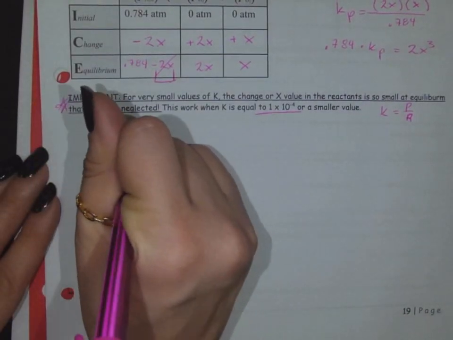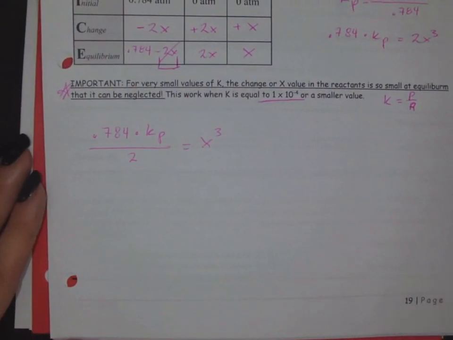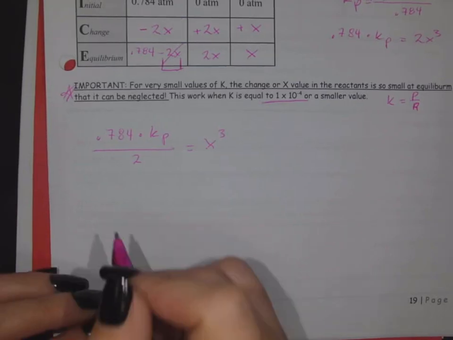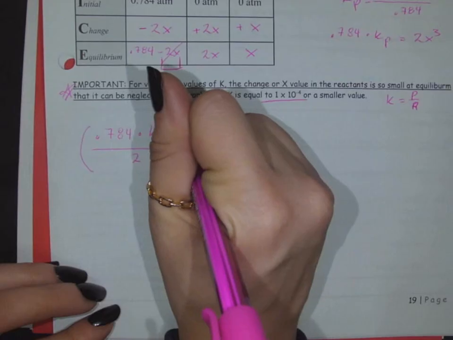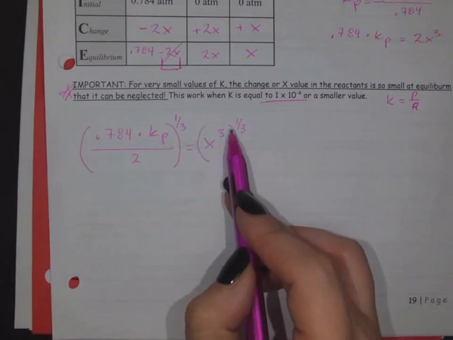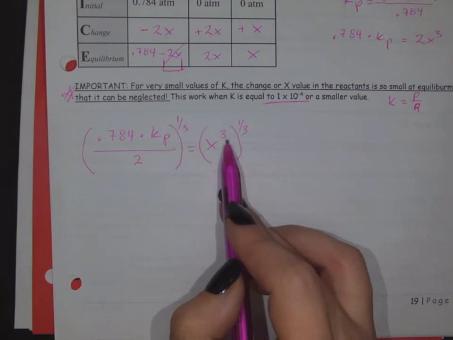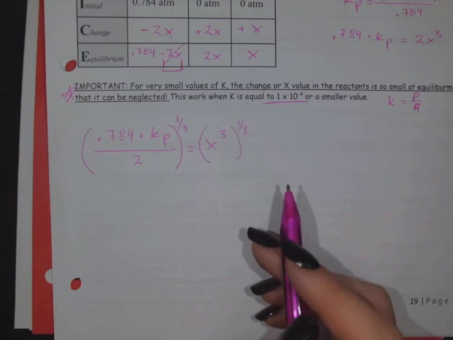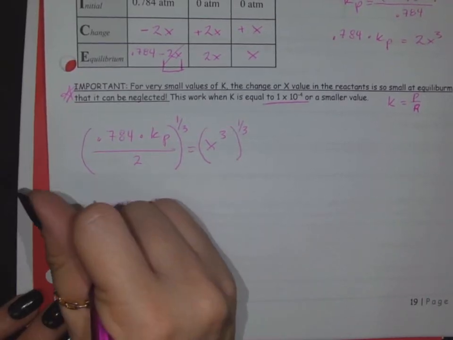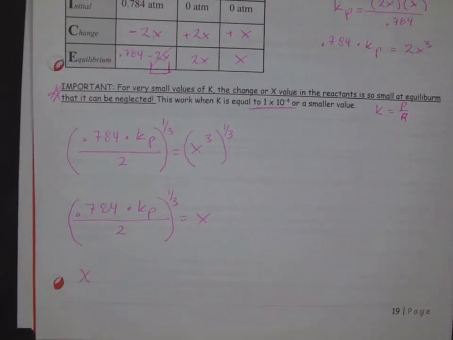So 0.784 times by the KP divided by 2 equals x to the third. And then everyone, to get x isolated, we would take the cubed root of both sides. But another way of thinking about that is raising both sides to the 1/3. Okay, so when you have a power that's raised to another power, mathematically what you do is you multiply them, and that would give you the new power for this item. So if we take 3 times by 1/3, then it equals 1. And so that would leave us with 0.784 times by KP divided by 2, this whole thing raised to the 1/3, which is the cubed root, that would equal x. All right, let me grab my calculator.